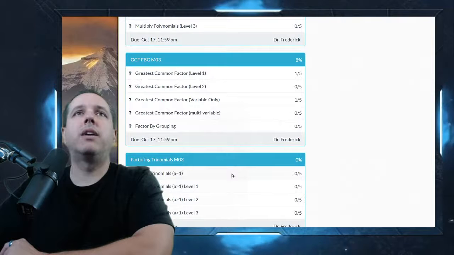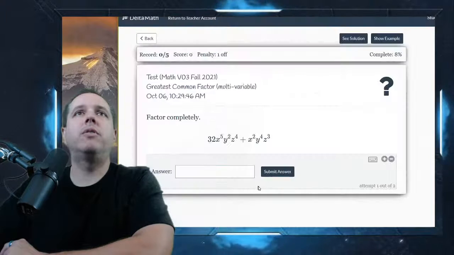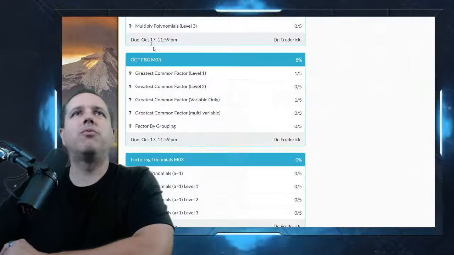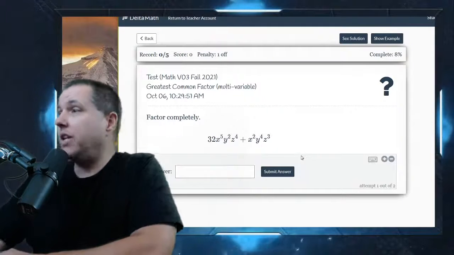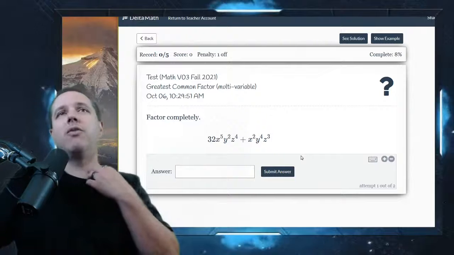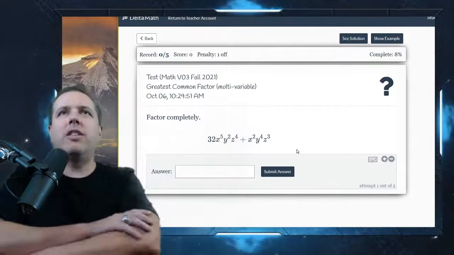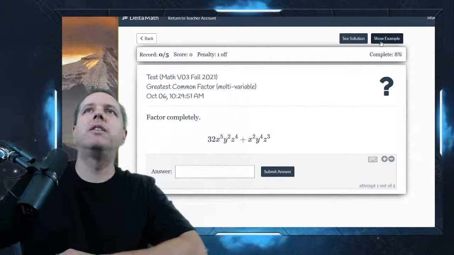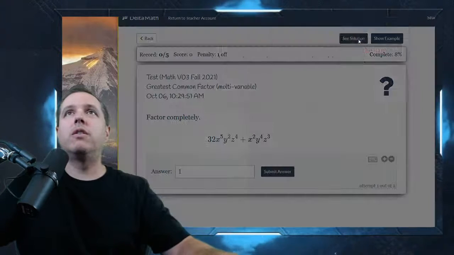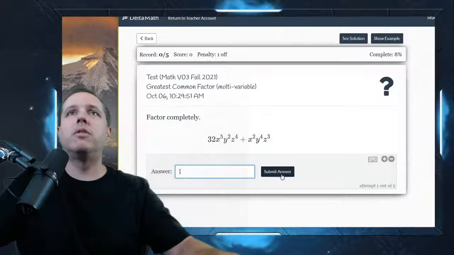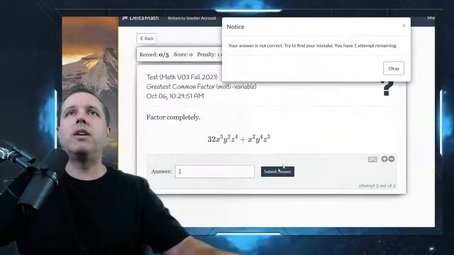Okay, let's go back and look at, let's see, multivariable. Wait, but that last one was multivariable. I guess this one's really multivariable. That's kind of a weird way they have it labeled. So I look at this and I go, let's actually, I'm going to get this one wrong. Oops, that's not what I want to do. Because I'm hoping we'll get another one.